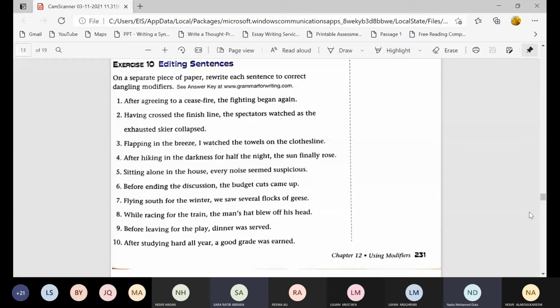If I said the spectators watched as the exhausted skier collapsed after he crossed the finish line? Yes, you can change it as you want, but you do not keep a dangling modifier, so you can change it as you want. Okay, miss.